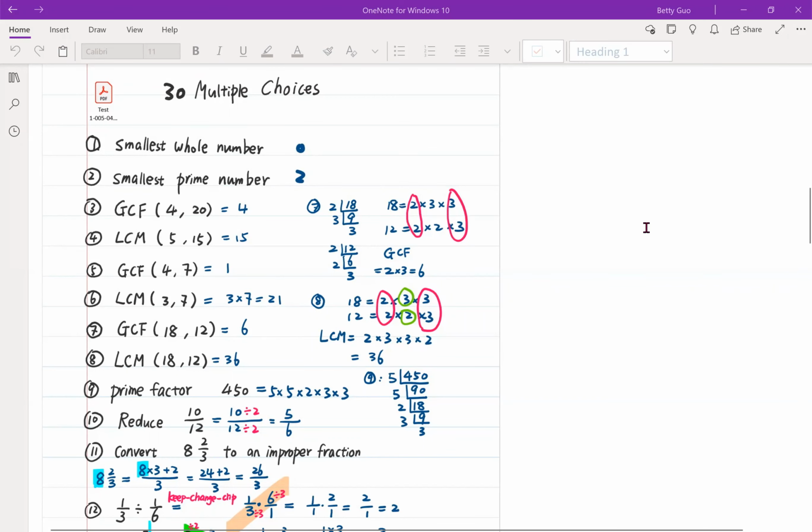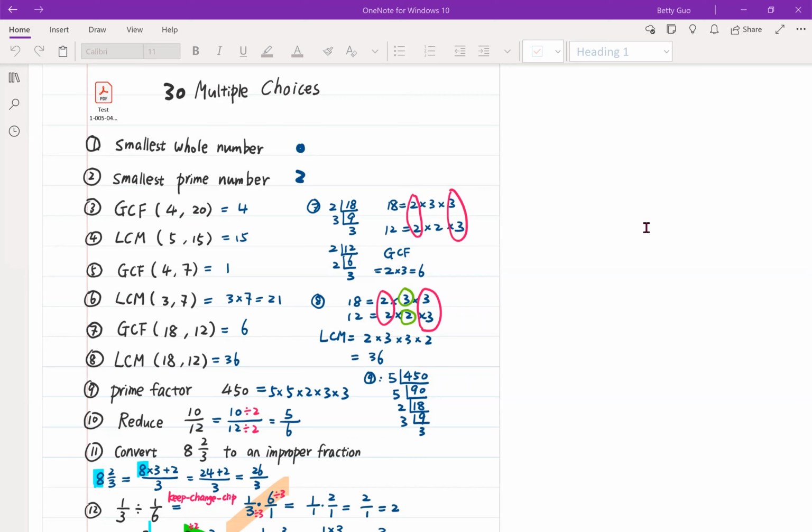In this video, we review test 1. Number 1, the smallest whole number is 0. Number 2, the smallest prime number is 2. Number 3, find the GCF for 4 and 20.